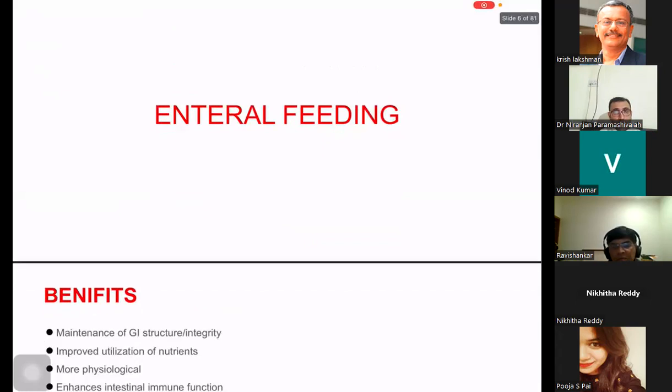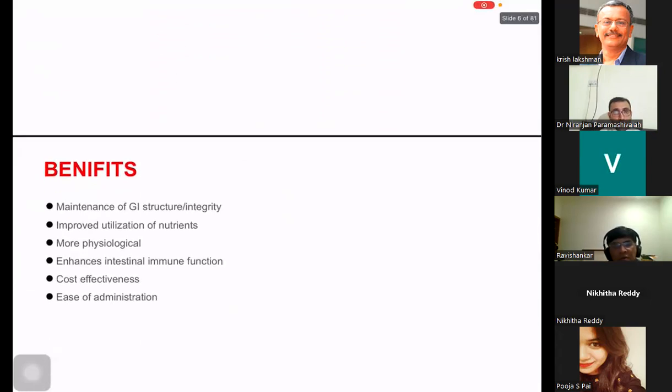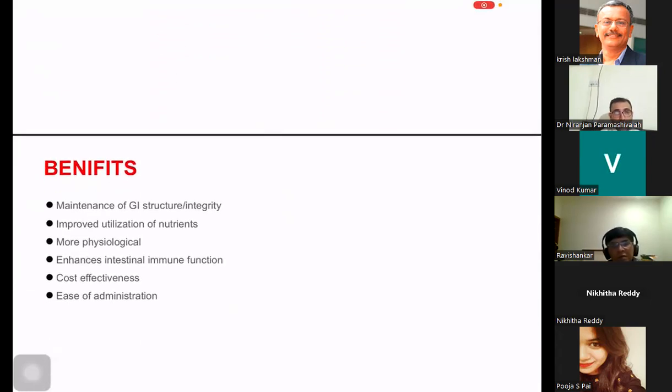The various benefits of enteral nutrition are that it is cost effective, it is physiological, we maintain gastrointestinal integrity, and it is easy to administer.